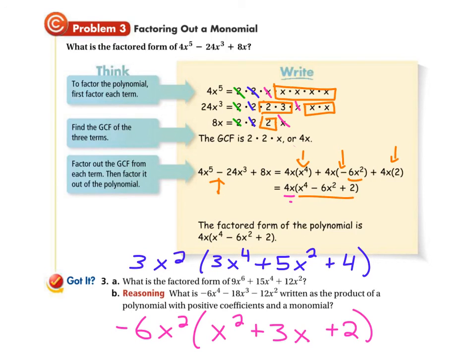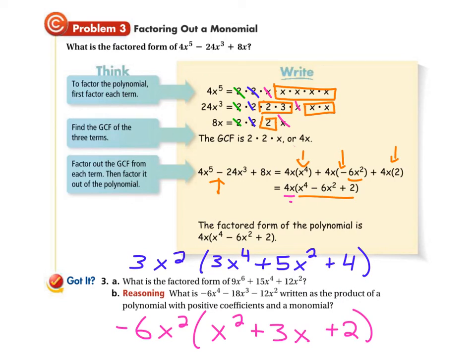And that fits with what it says. It is the product. These are being multiplied. This polynomial and this are being multiplied. Okay, it's a product of a polynomial, this, with positive coefficients, positive 1, positive 3, positive 2, and a monomial, and this is the monomial, and the negative is there. Okay, that's how you do it.